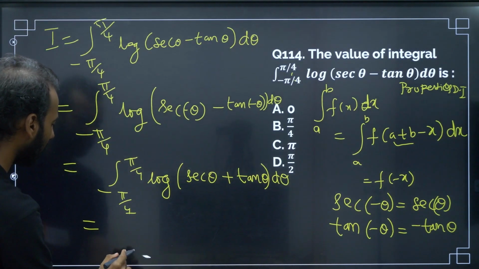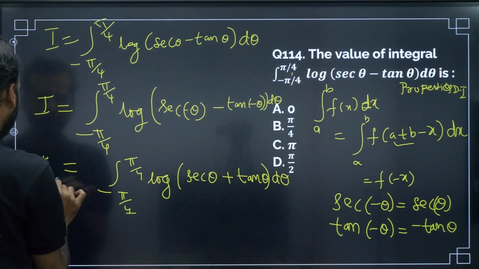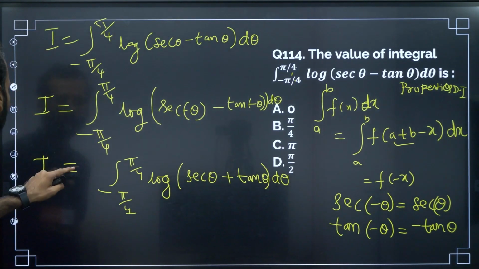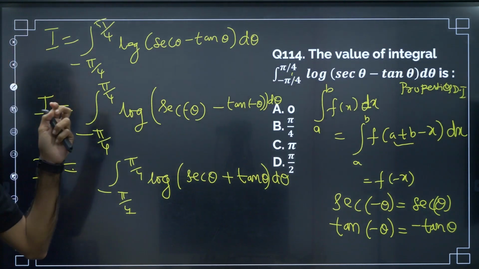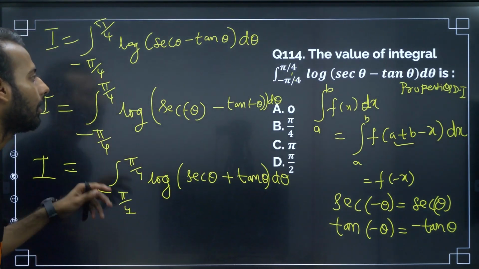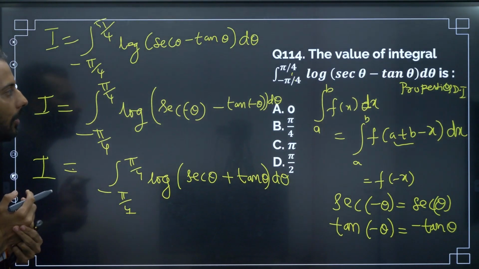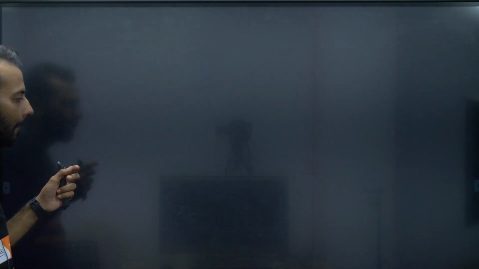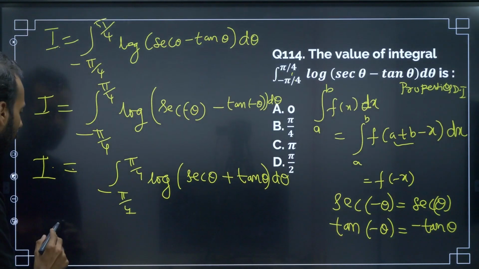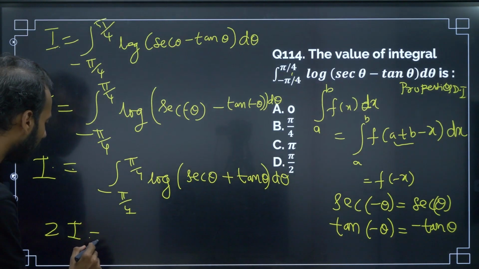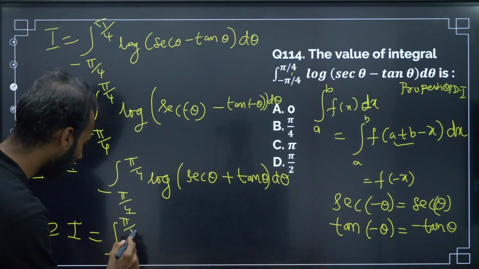So till here we reached. Now this I and this I, both are equal expressions, and we have to add them. Sir, how does all this come to our mind? It is with practice only. You practice some problems from NCERT integrals, standard problems are there. So let me add this and this, and we get 2I this side. The integral limits are the same, so I am keeping them the same.